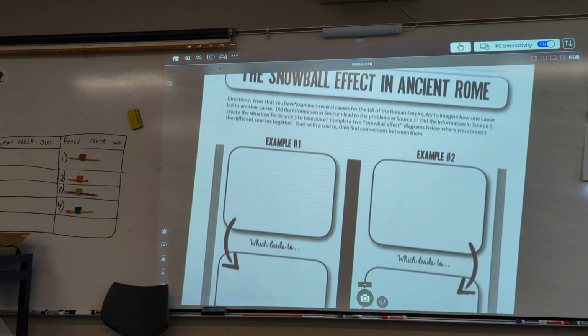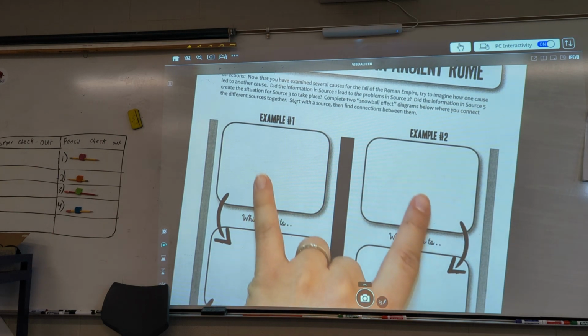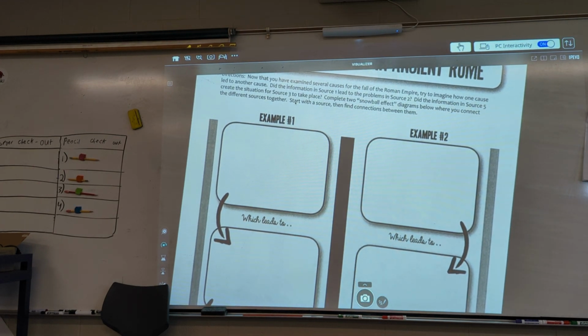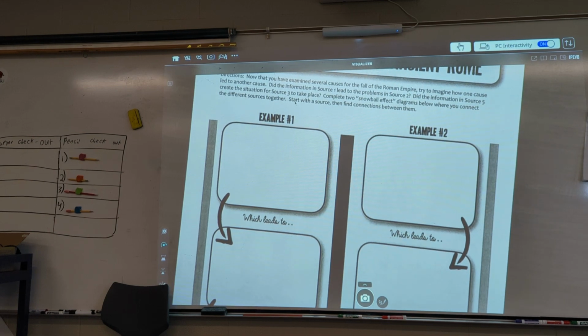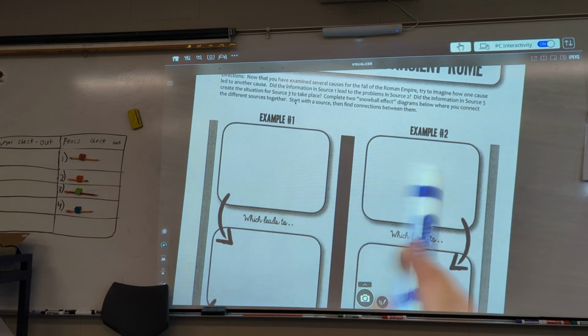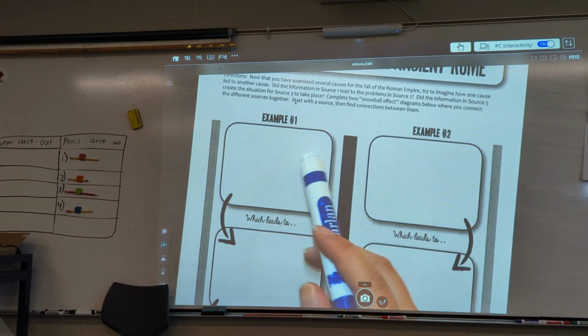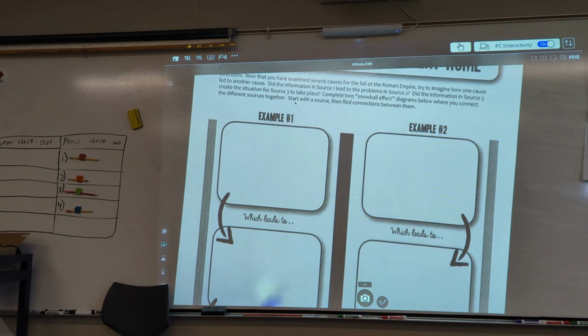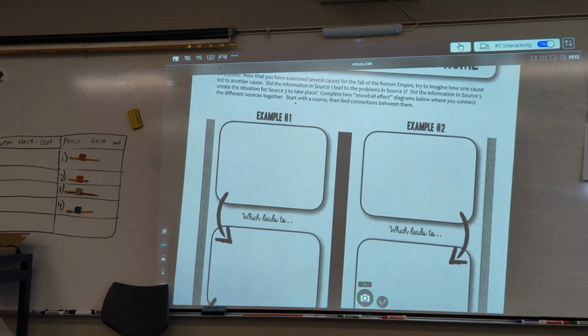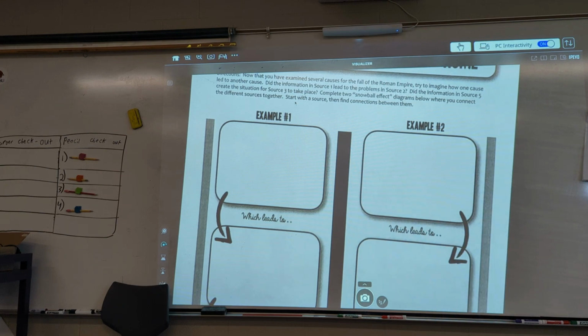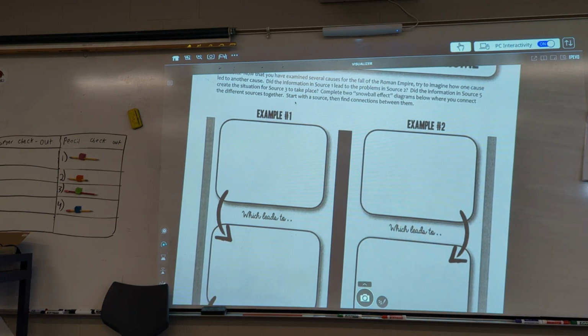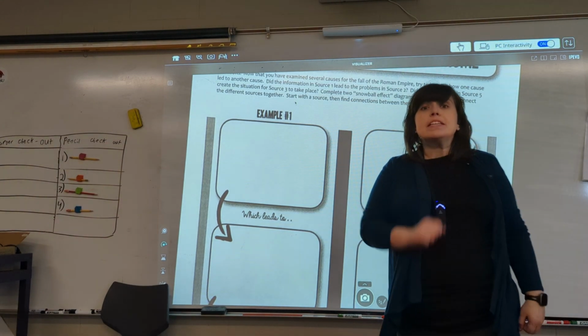What you're going to do is focus on two key examples from the bubbles that you looked at, two that you felt were the most important. These are two separate ones. Looking at this one, this situation led to this situation, which led to this situation, which led to the fall of Rome. That's the idea. Give me a little bit of detail. Don't give me one or two word answers in these. As always, if you have any questions whatsoever, please feel free to let me know.